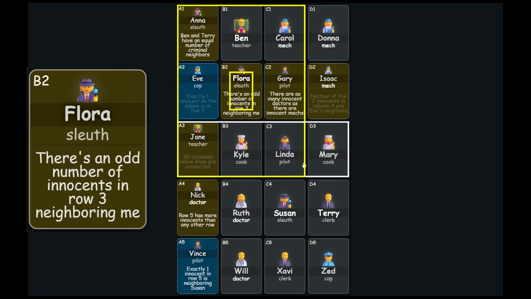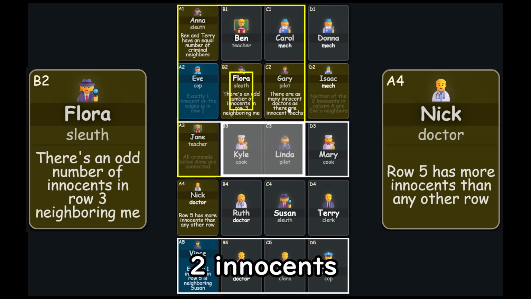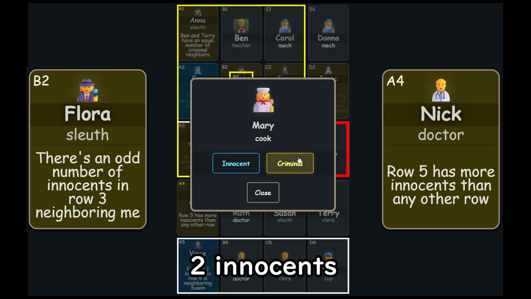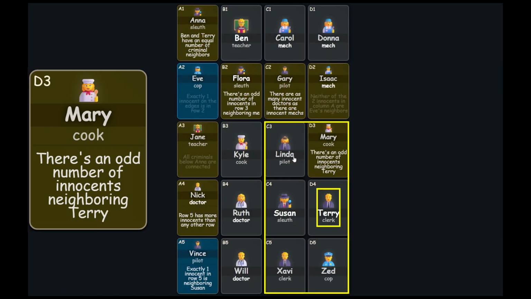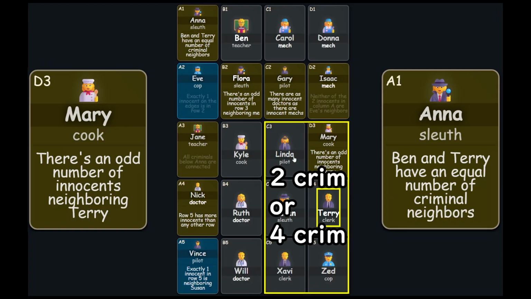There's an odd number of innocents in row 3 neighboring Flora, so either Kyle or Linda must be innocent. Again, remember that we cannot have more than one innocent in rows other than row 5, so we can mark Mary as a criminal. There's an odd number of innocents neighboring Terry, so Terry has either 2 or 4 criminal neighbors. Now take a look at Anna's clue.